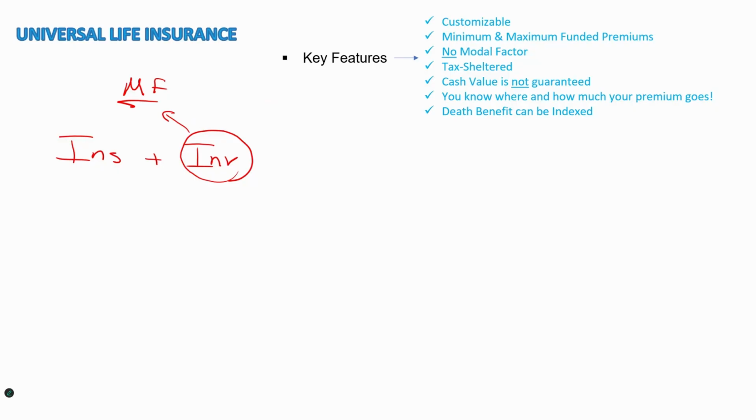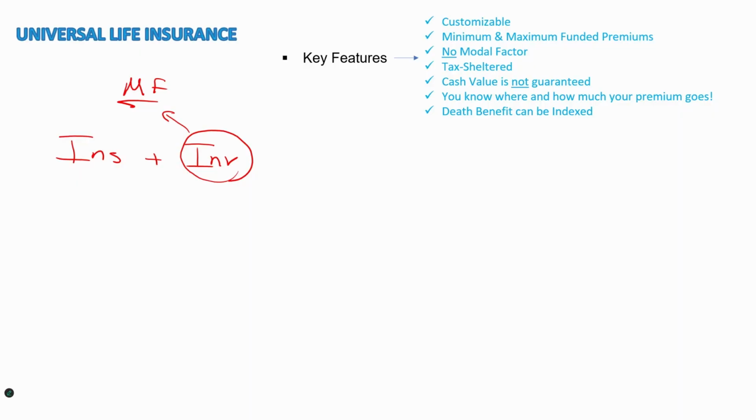So when you want to purchase a universal life insurance, you choose based on, like any insurance company, they have a couple of mutual funds. You can choose those mutual funds for the investment. So it is your responsibility based on your risk appetite, based on your financial knowledge and your investment knowledge on what mutual funds you're going to choose. And that is why there's no modal factor and there's minimum and maximum funded premiums. Because if you decide, you can invest more into your mutual fund or invest less.